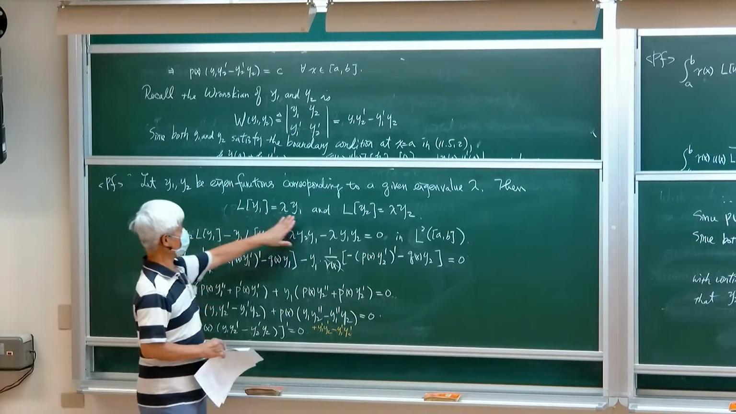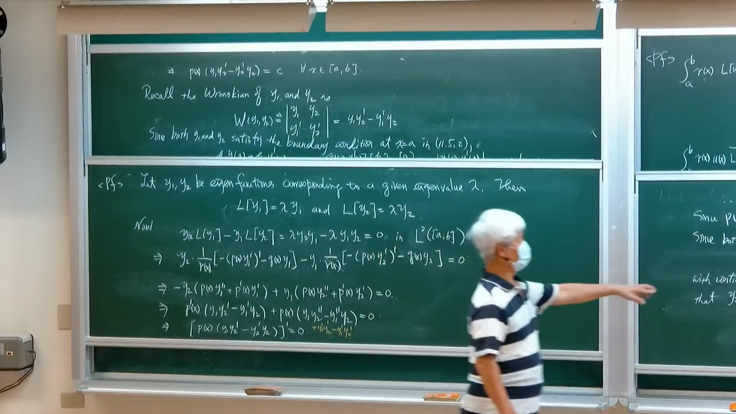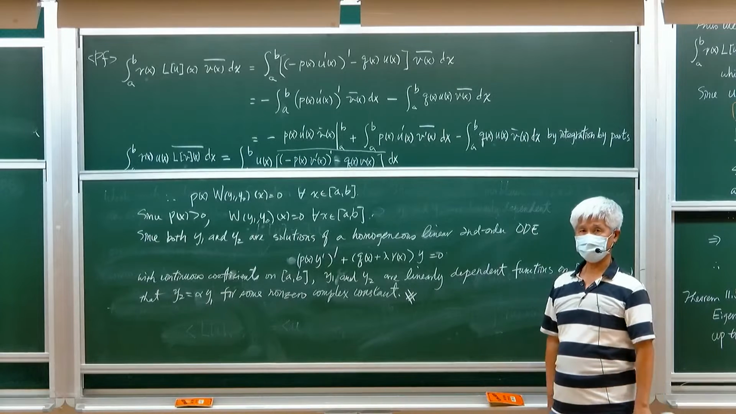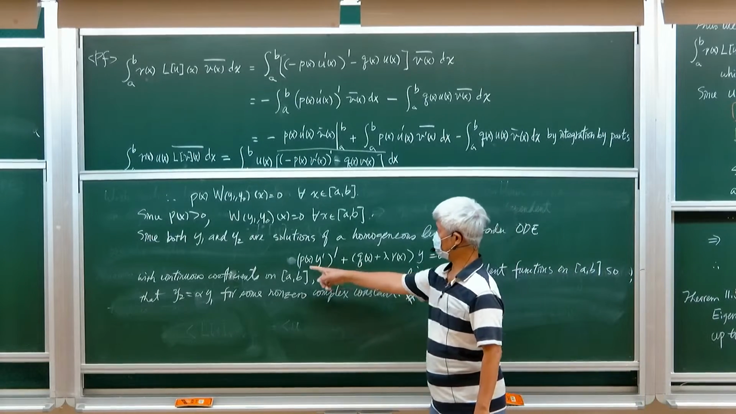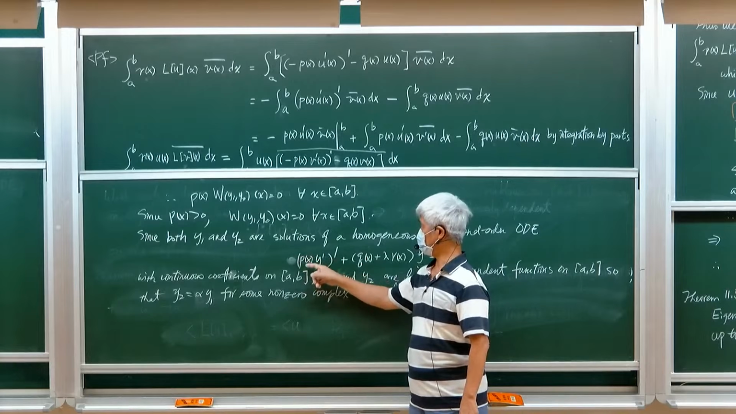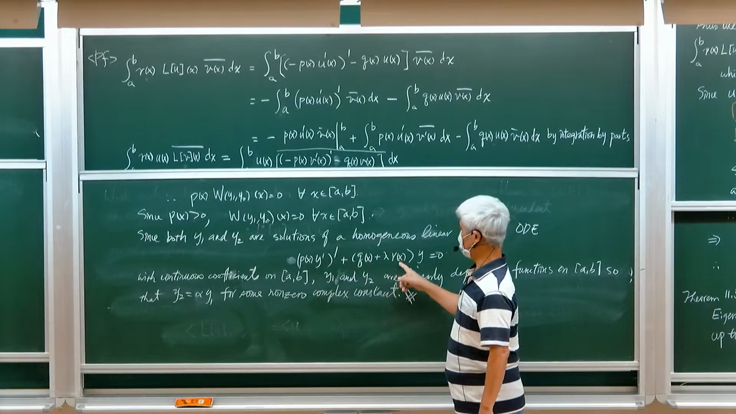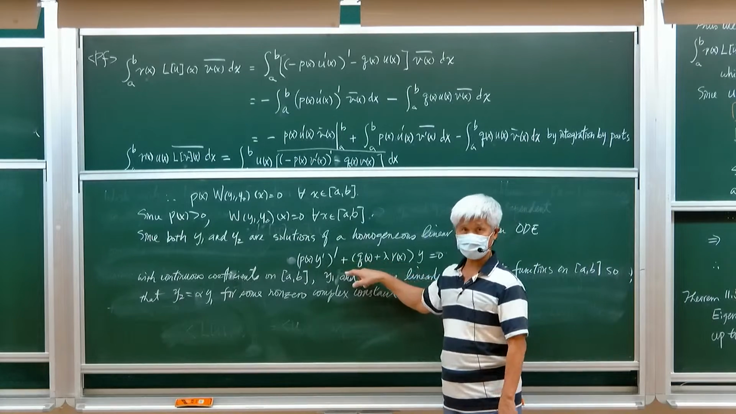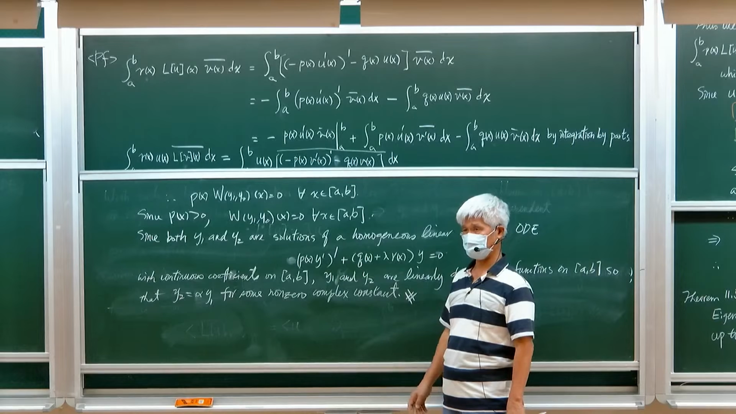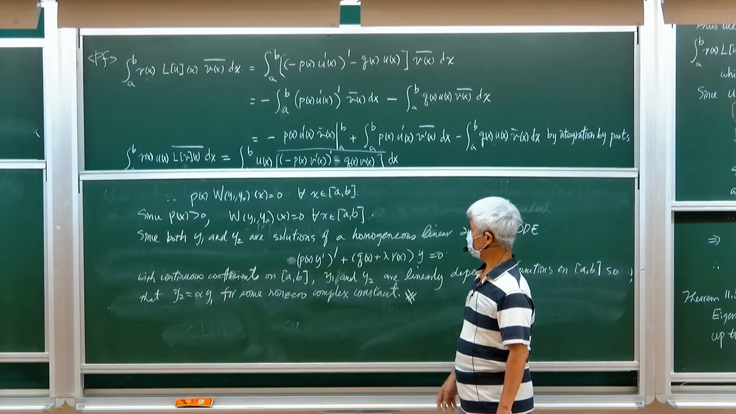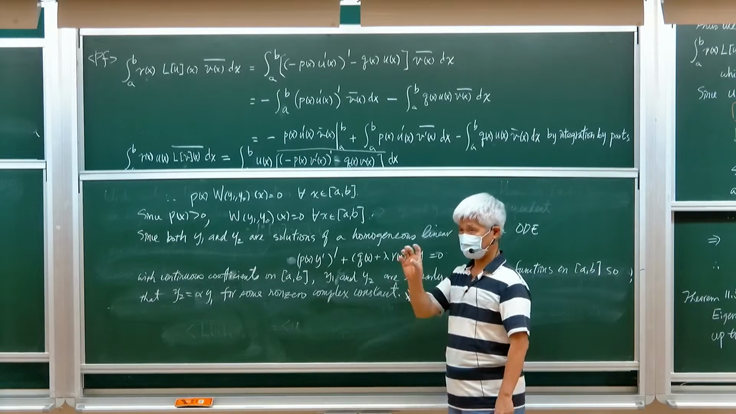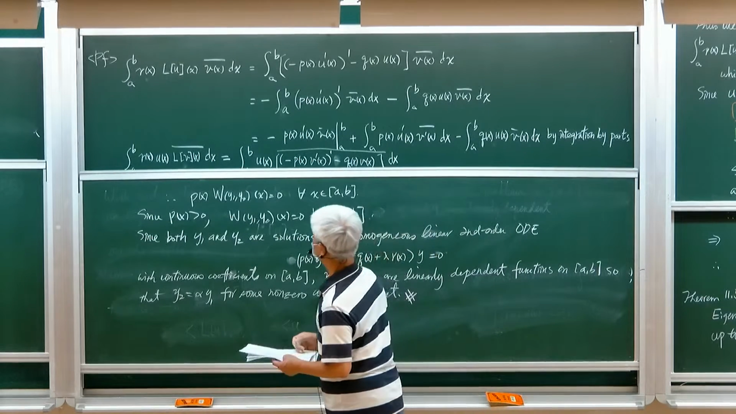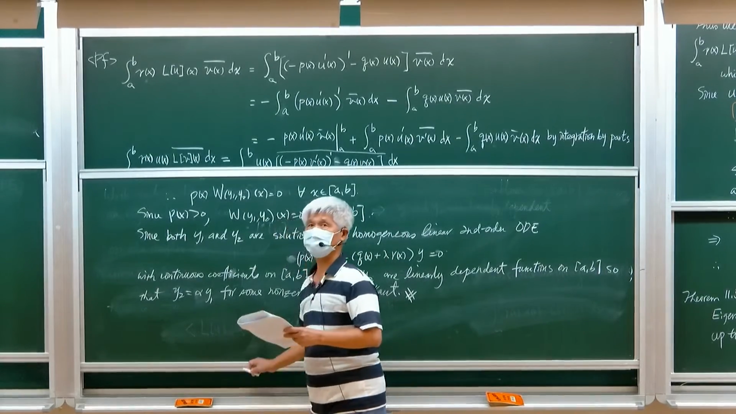Why? Because y1 and y2 satisfy this homogeneous linear second order ODE with continuous coefficients. So you see, p of x, p prime of x, q of x, r of x, they are all continuous functions. And this is a linear ODE. Even though the coefficients are not constant, they are functions, but they are continuous functions.